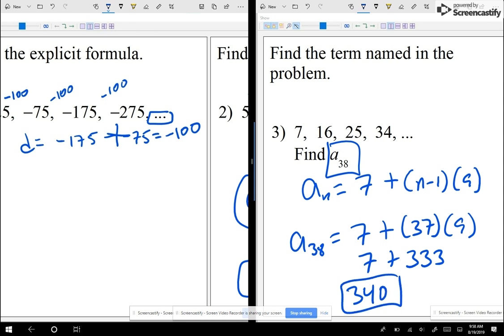I can do it. I can add 7 each time. I can add 9 each time and find out what's my 38th number. I can do a big list, or I can just use the formula.